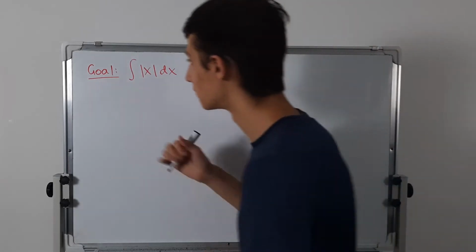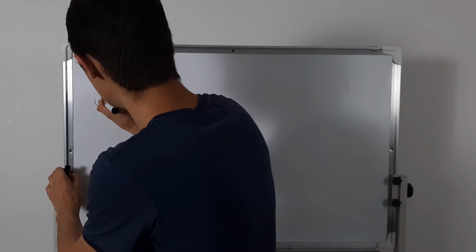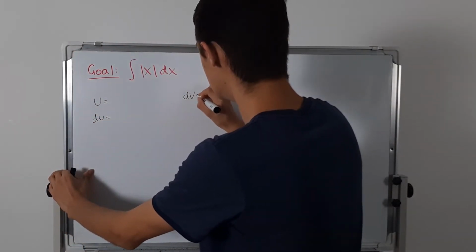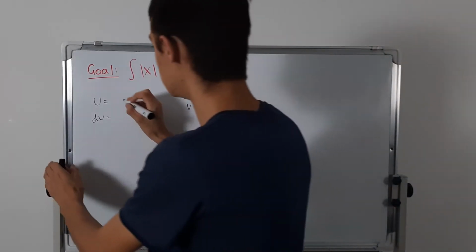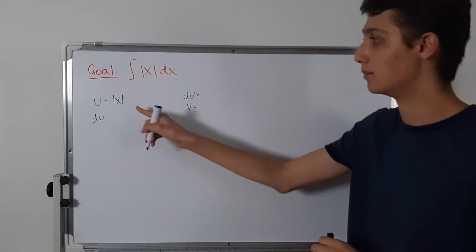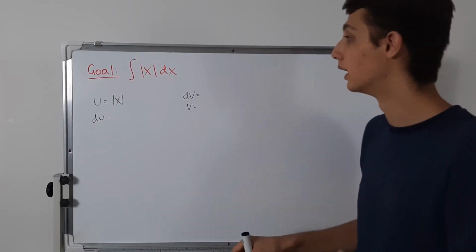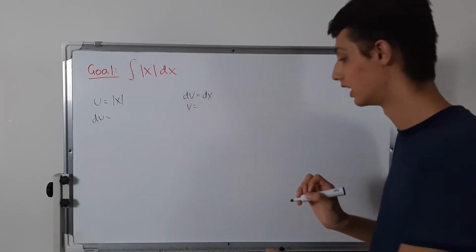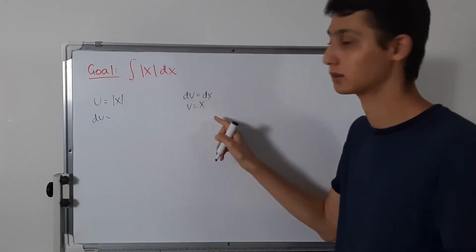So let's just start. We need a u and a du, and we need a dv, and we need a v. Our u is going to be absolute value of x, and I'm putting this here because we don't know how to integrate it, so we can't put it as our dv. For our dv, we're just going to have dx, or just 1 basically. And we can easily integrate that and get x, so v is equal to x.